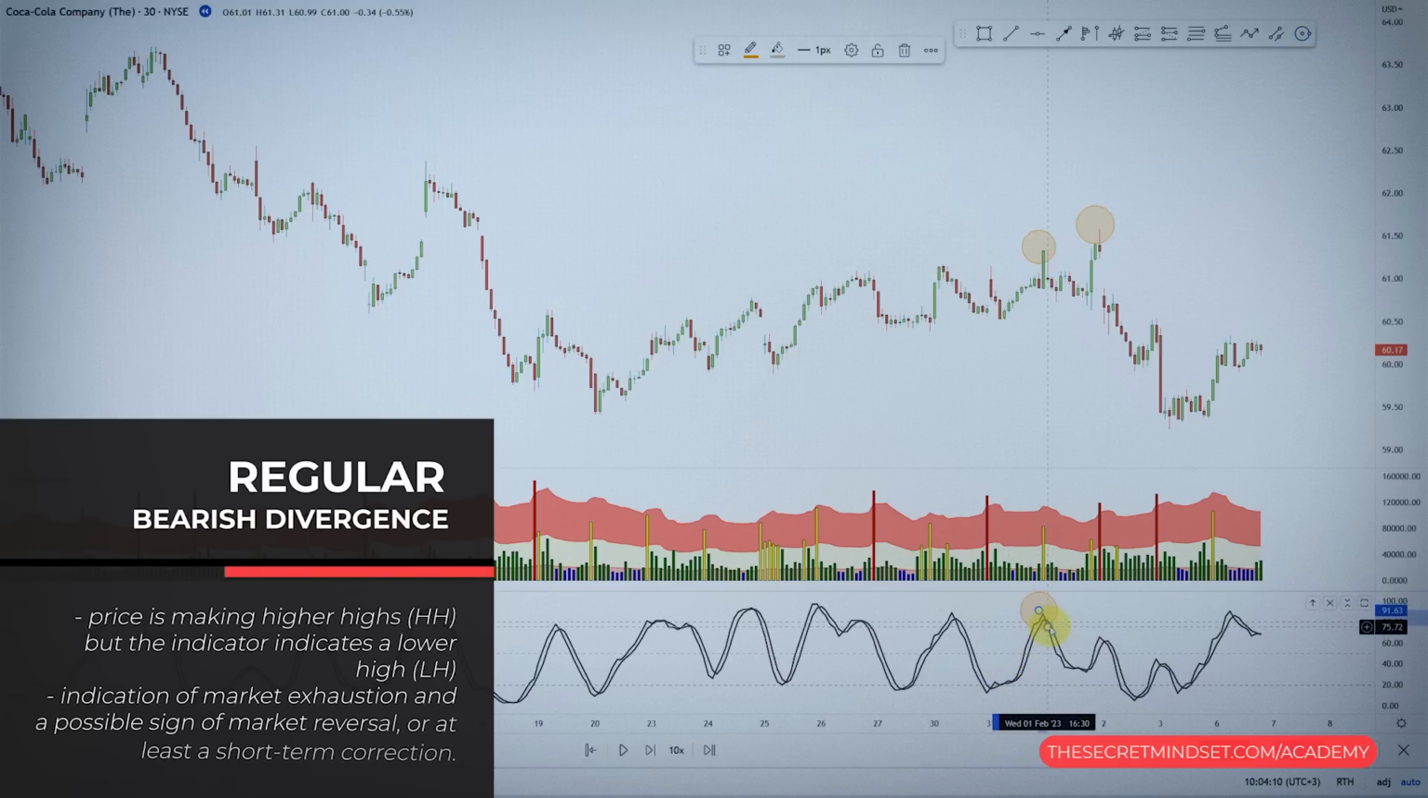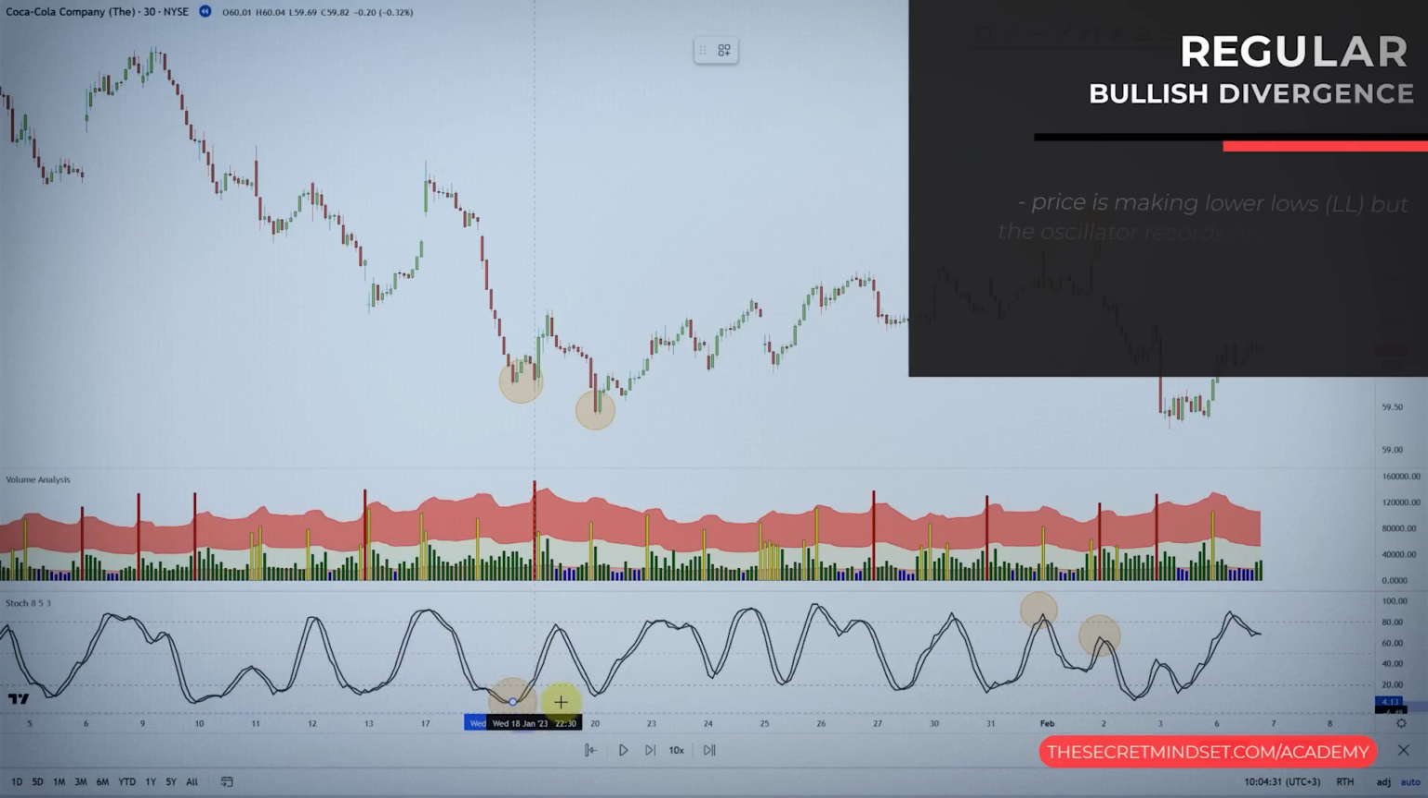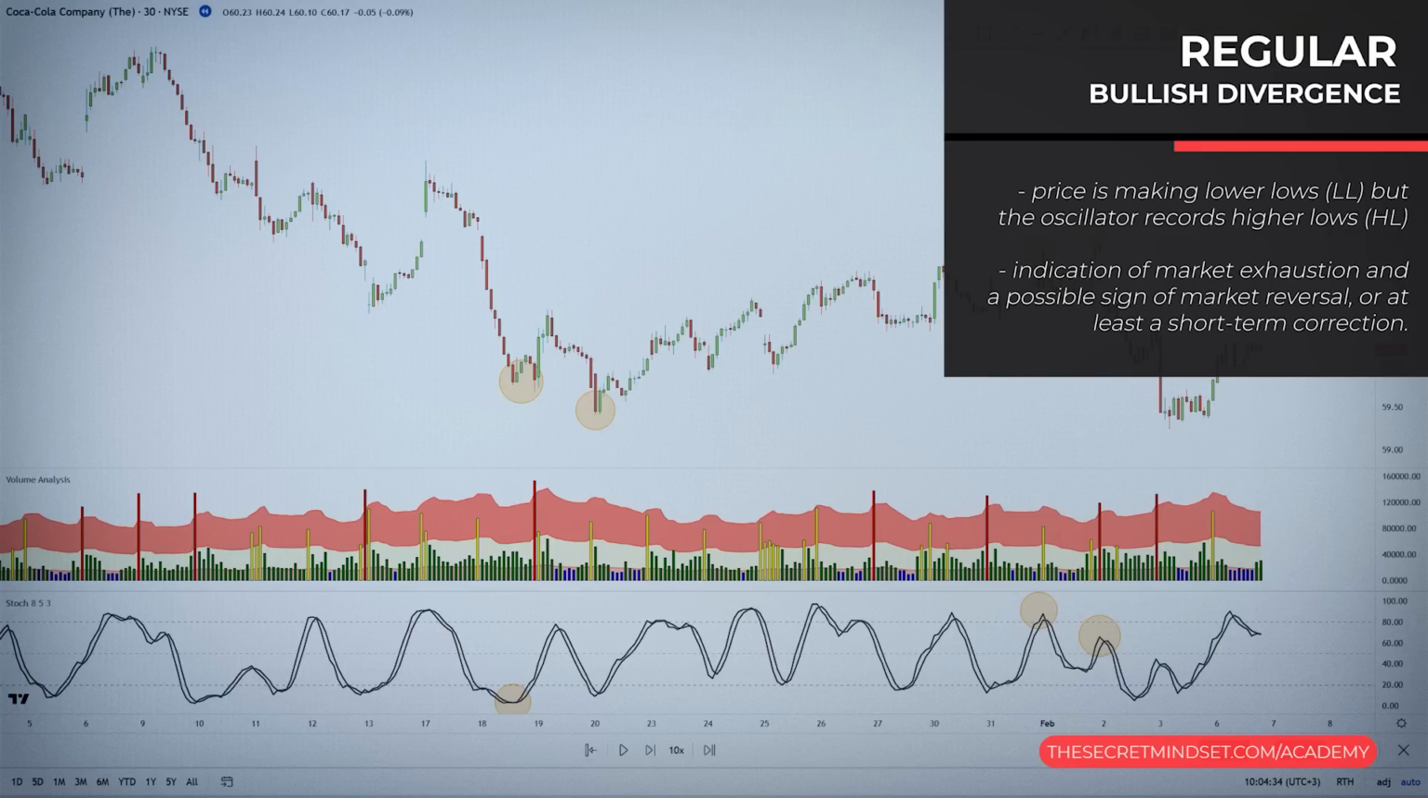A regular bearish divergence appears during an uptrend when the price is making higher highs, but the indicator, the stochastic, indicates a lower high. That's an indication of market exhaustion and a possible sign of market reversal, or at least a short-term correction. A regular bullish divergence appears during a downtrend when the price is making lower lows, but the oscillator records higher lows. Thus, the regular bullish divergence suggests a possible market reversal or a short-term correction.